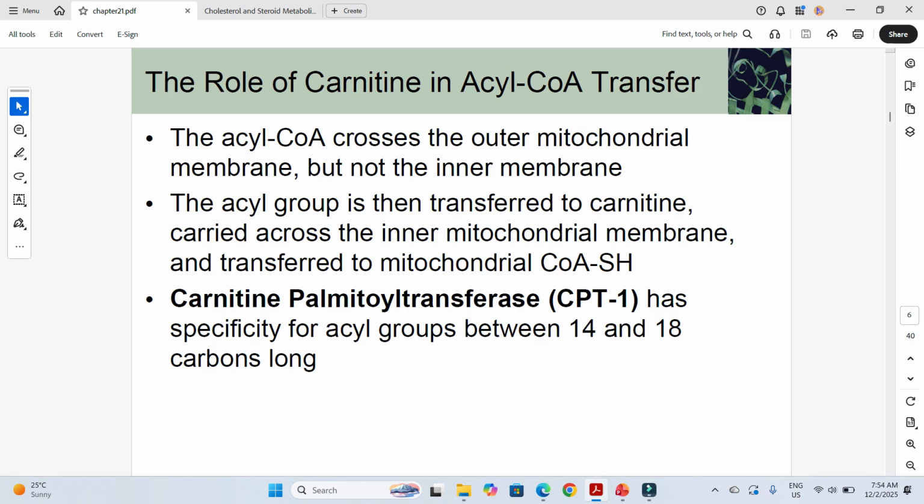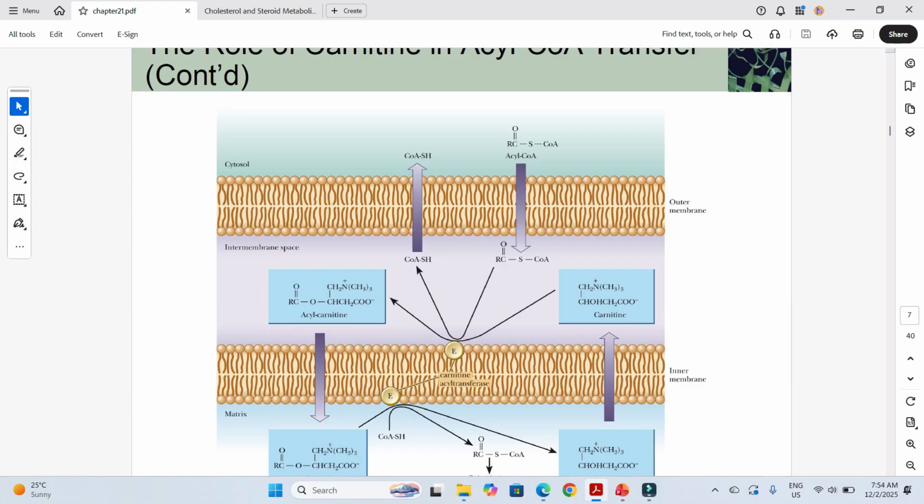Okay. Once inside, the fatty acyl carnitine reacts with the coenzyme A in the mitochondrial matrix, regenerating a molecule of fatty acyl-CoA and carnitine. Now, the enzyme that accomplishes this is the carnitine palmitoyl transferase, which has a specificity for fatty acyl-CoA that has carbon atoms ranging from 14 to 18 carbon atoms long. Okay, so let's look at this diagram.